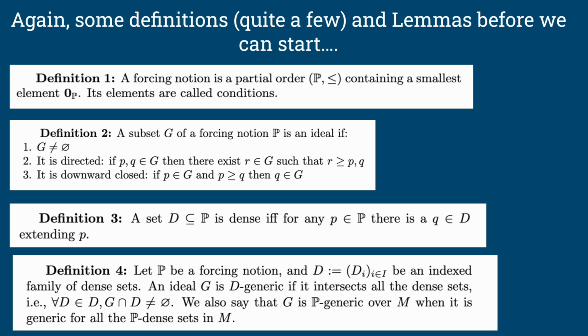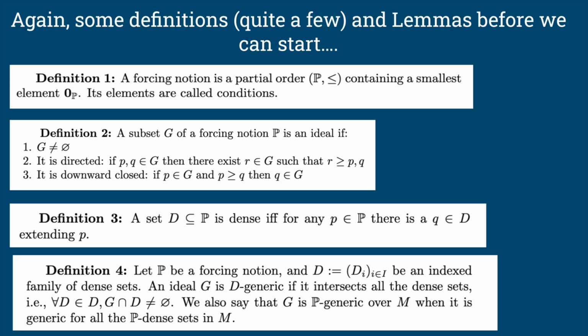Okay, so moving on to definition 4, it says that let capital P be a forcing notion and D be an indexed family of dense sets. An ideal G is D-generic if it intersects all the dense sets. And we also say that G is P-generic over M when it is generic for all the P dense sets in M. Here the part we care mostly about is something being P-generic over M.